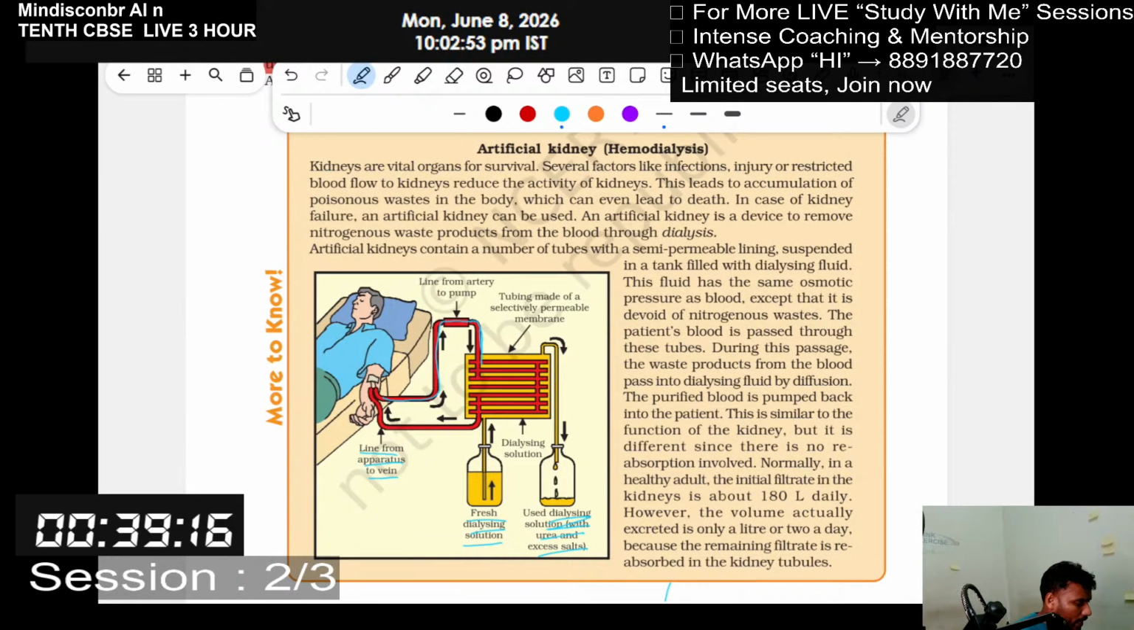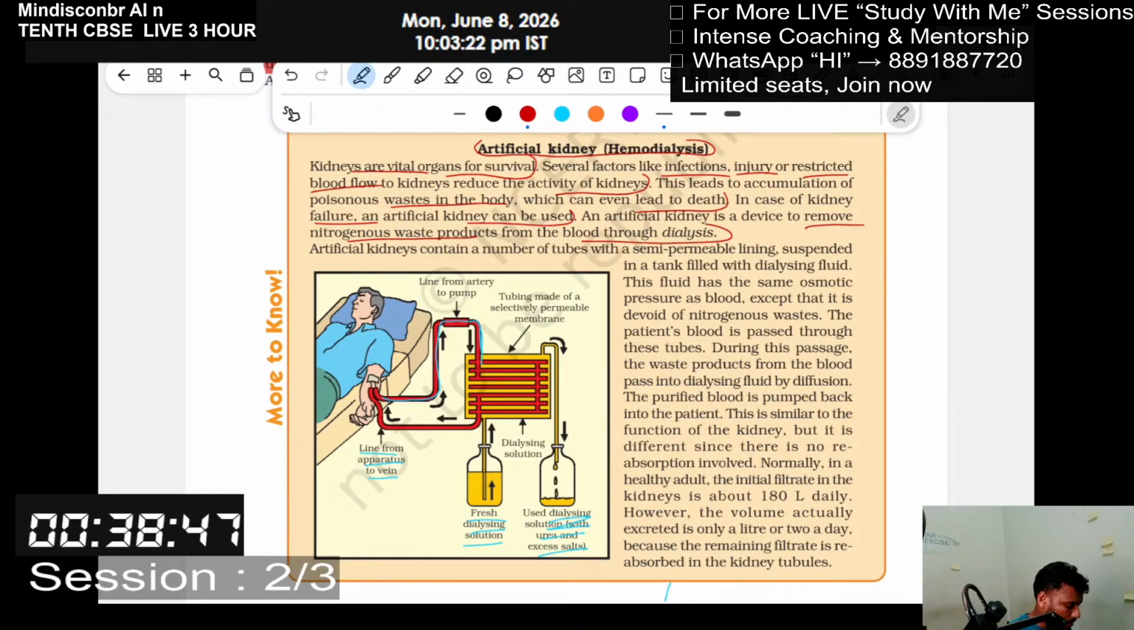Artificial kidney or hemodialysis. Kidneys are vital organs for survival. Several factors like infections, injury, or restricted blood flow to the kidneys reduce the activity of kidneys. This leads to accumulation of poisonous wastes in the body, which can lead even to death. In case of kidney failure, an artificial kidney can be used. An artificial kidney is a device to remove nitrogenous waste products from the blood through dialysis.